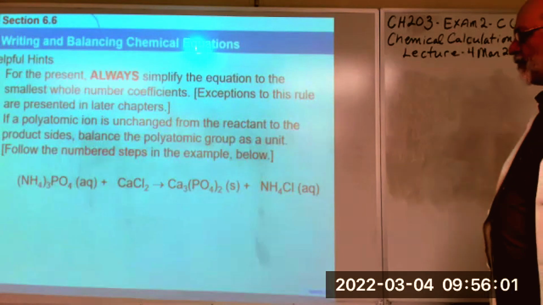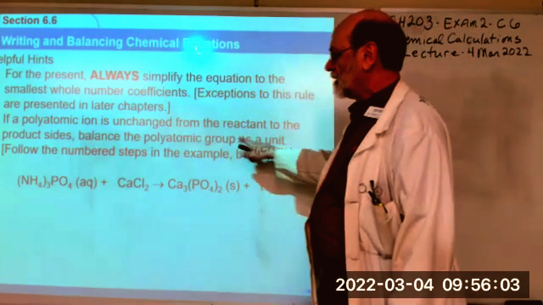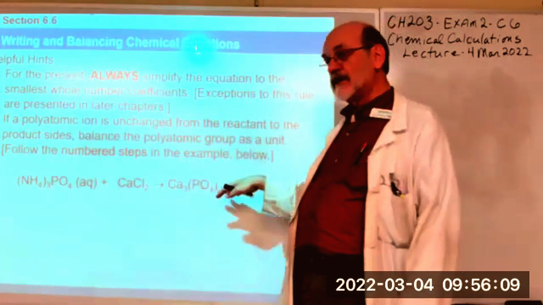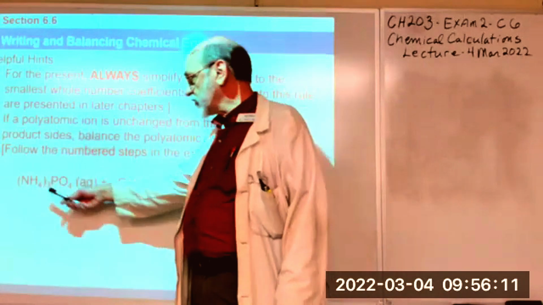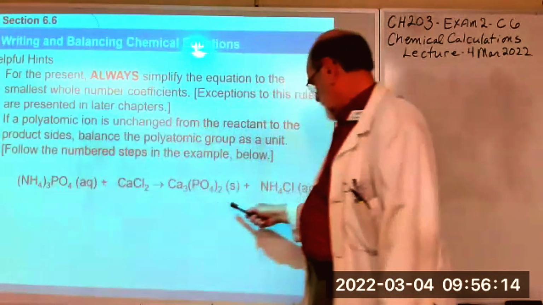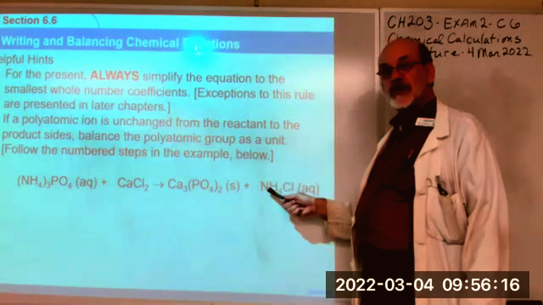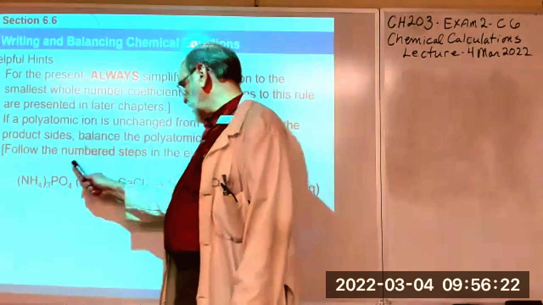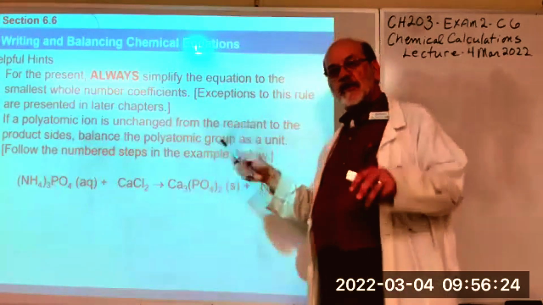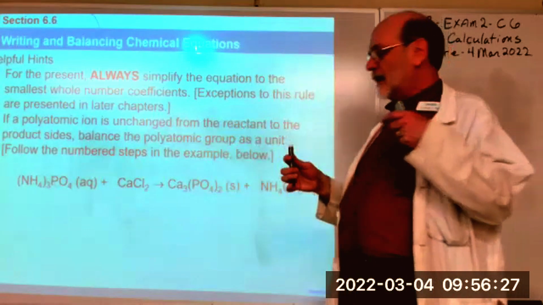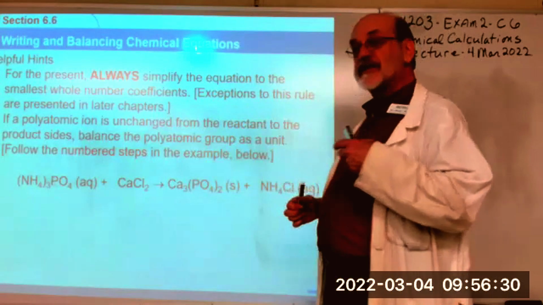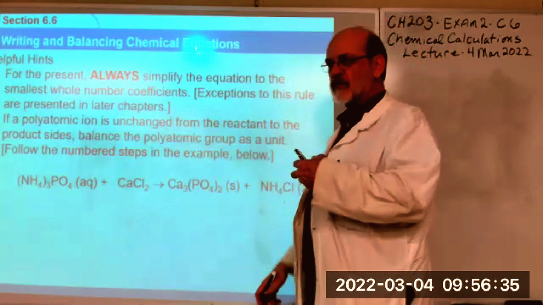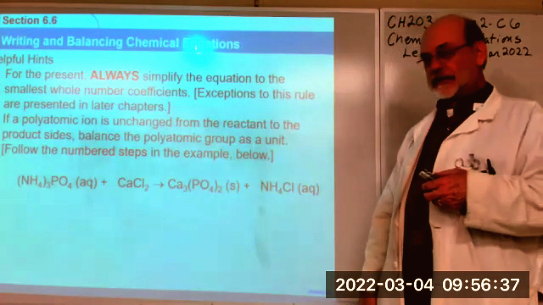Okay, so here's an example using this hint. If you have polyatomic ions in your compounds, like this one, ammonium, and it shows up on the product side unchanged. You got ammonium over here, ammonium over there. Or you got phosphate here and phosphate there. You can use those as balancing groups. And it takes a lot of the strain out of balancing that equation. Makes it quicker.